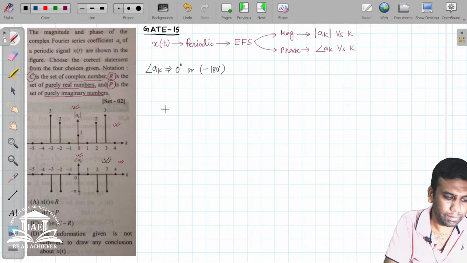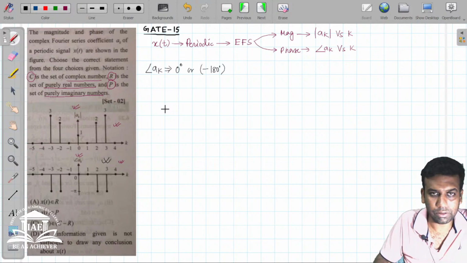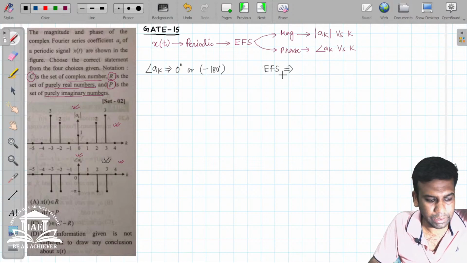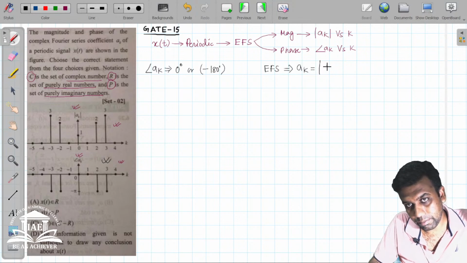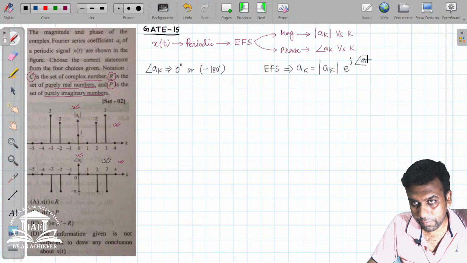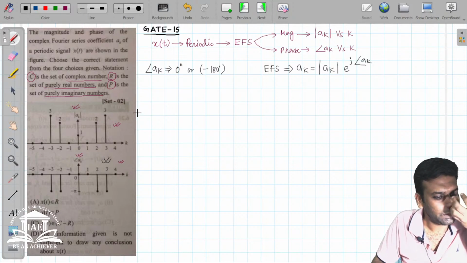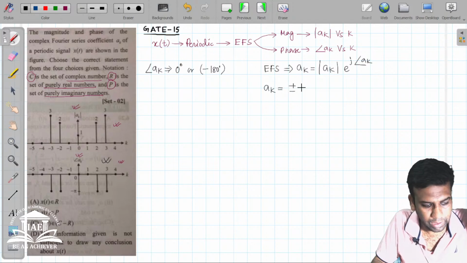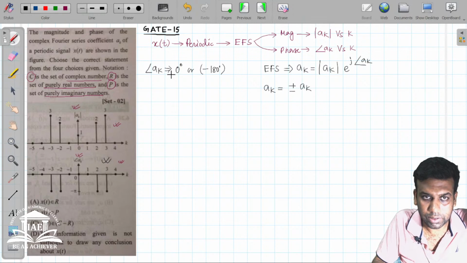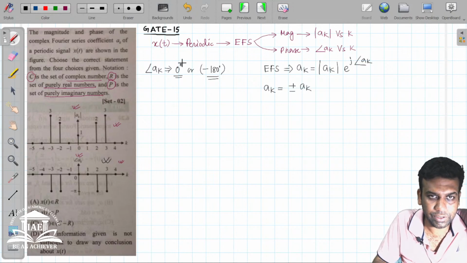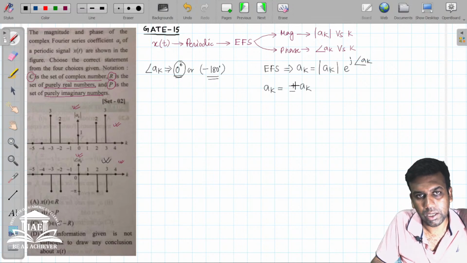Another thing, what we can see from the Fourier series coefficient, we can also write. If you remember the exponential Fourier series, AK can be written as magnitude of AK e to the power j angle of AK. In this way I can write. So AK can be written as plus minus of magnitude AK, because the angle is either 0 degree or minus 180 degree. So we can write plus AK or minus AK. If it is 0 degree phase angle, then it will be plus of AK. If it is minus 180 degree phase angle, AK will be minus of AK.